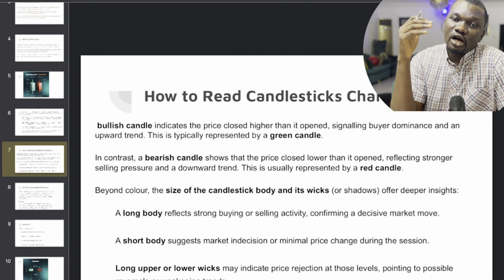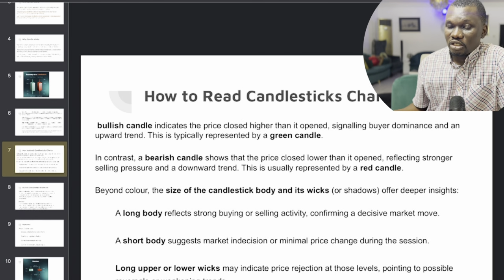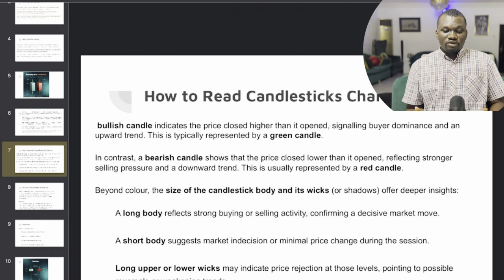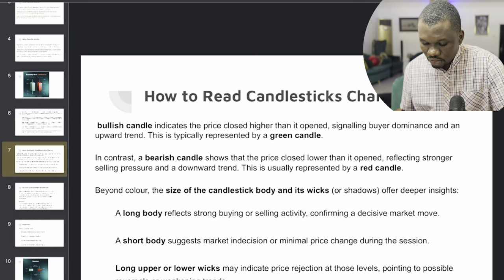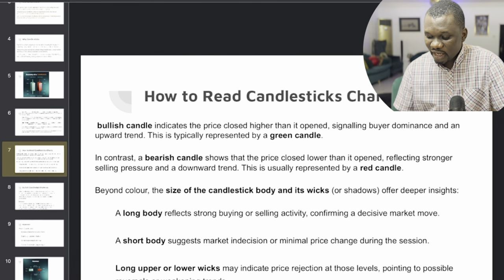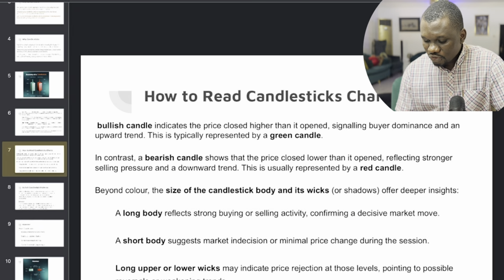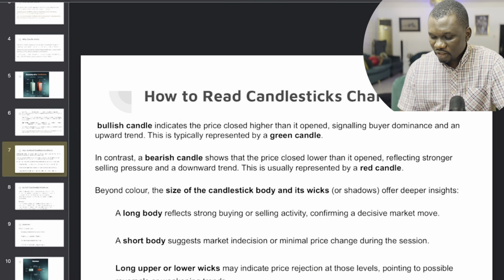We are going to look at how to read it, and also we'll look at our TradingView. I also encourage that you open your TradingView and look at it critically, right? Now a bullish candle indicates the price closed higher than it opened. I have already explained this. It signals buyer dominance and an upward trend. This is typically represented by a green candle.